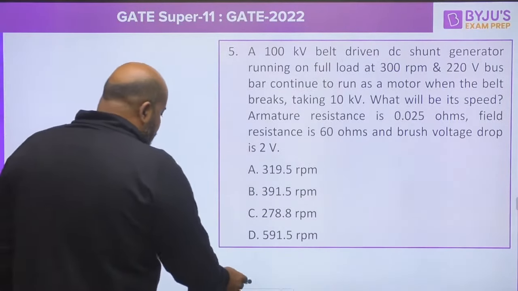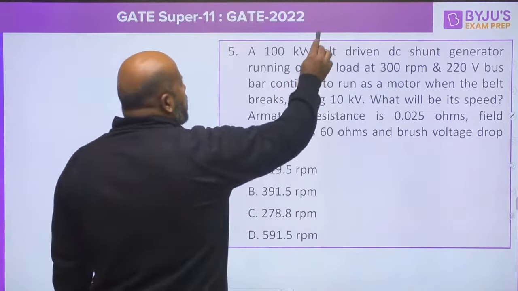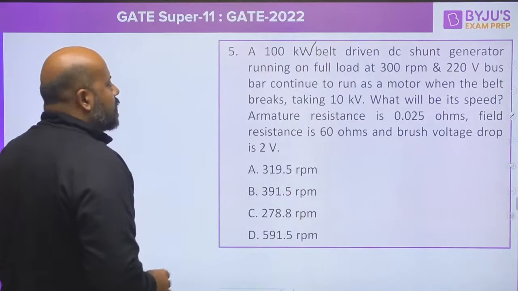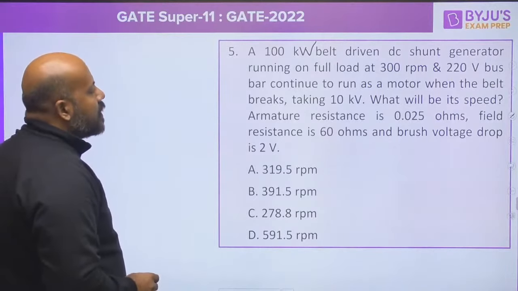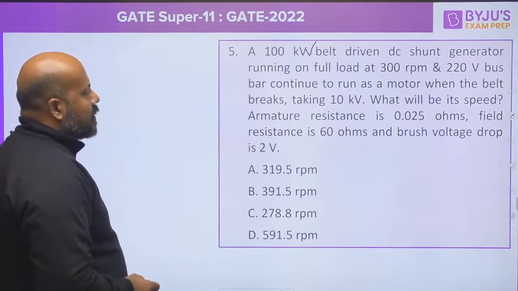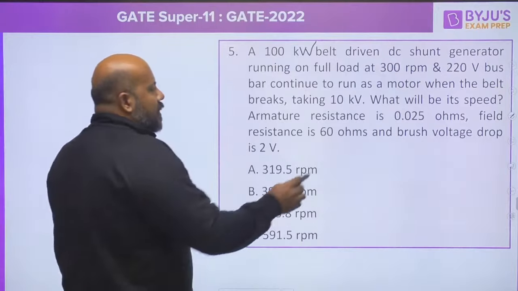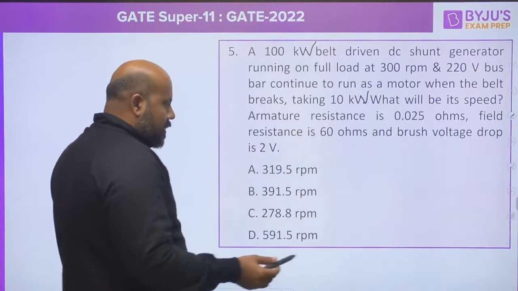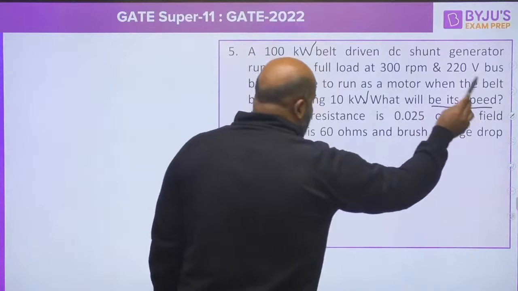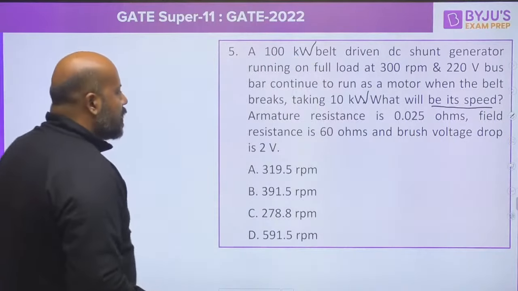He is saying there is a 100 kilowatt belt driven DC shunt generator running on full load at 300 rpm and 220 volt bus bar. It continues to run as a motor when the belt breaks, taking 10 kilowatt. What will be its speed? So basically he is asking about two operations, generator operation and the motor operation.